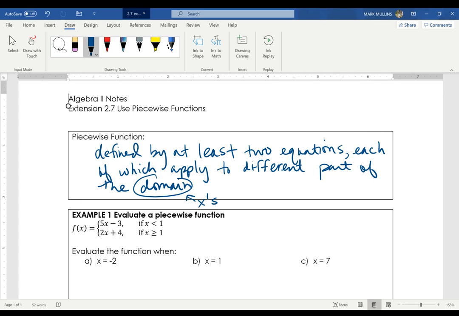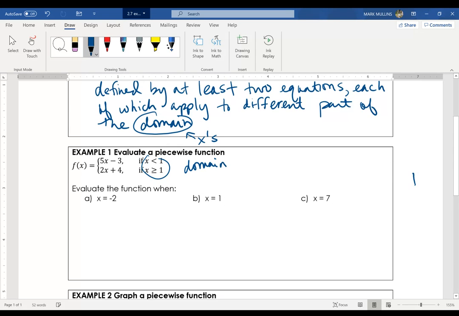So you can see with our first example of a piecewise function, f of x is, and then you can see it branches off into two different equations: 5x minus 3 if x is less than 1, and then 2x plus 4 if x is greater than or equal to 1. So these are those different parts of the domain. And we're given those two different equations to use depending on what happens.